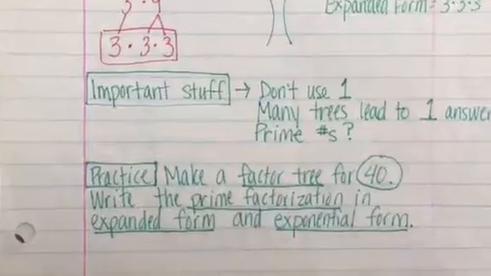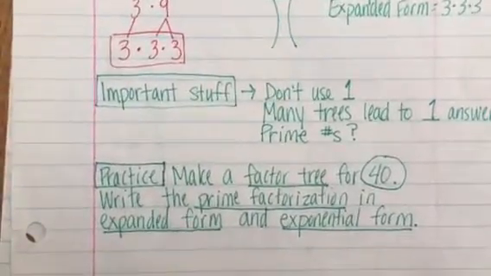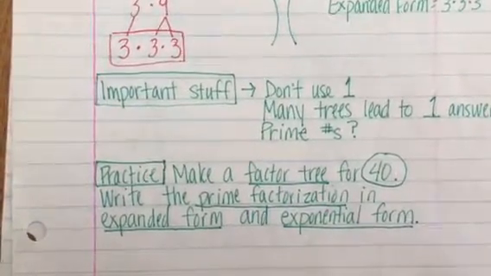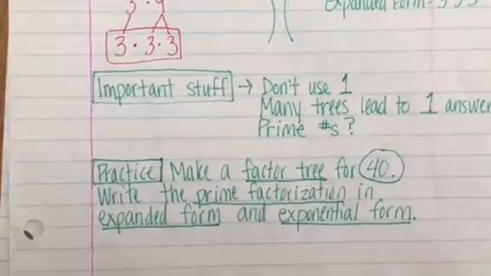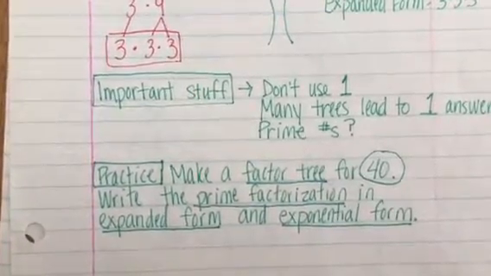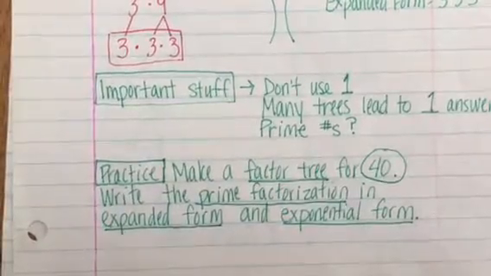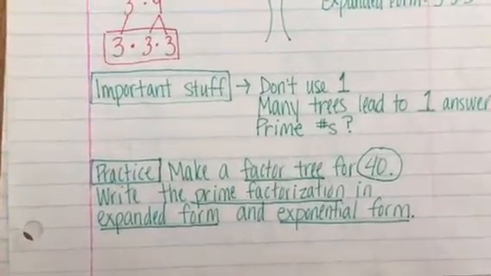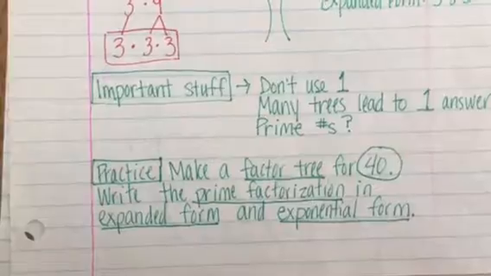Now for a little bit of practice. I'd like you to make a factor tree for the number 40. Then write the prime factorization in expanded form and also exponential form. Keep in mind what we talked about and make sure that your factors are in order from least to greatest. Hit pause, make the factor tree, and come back and check your answer.